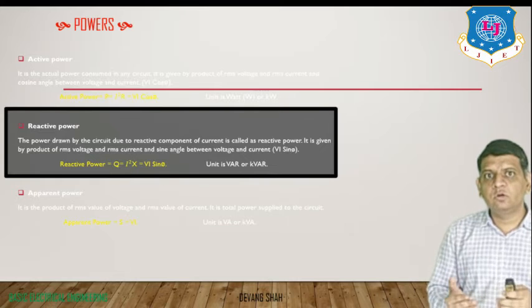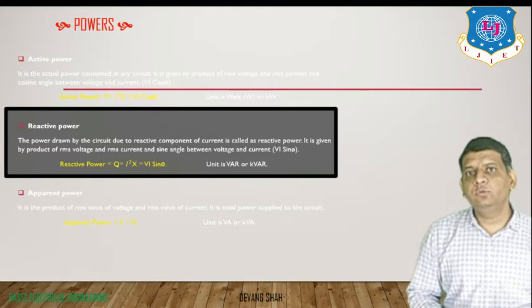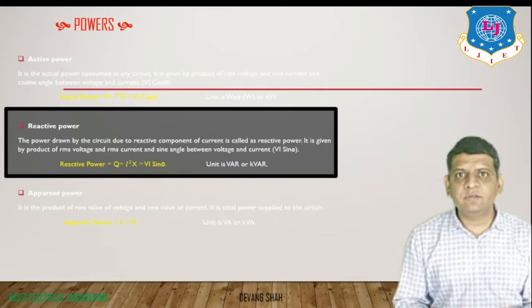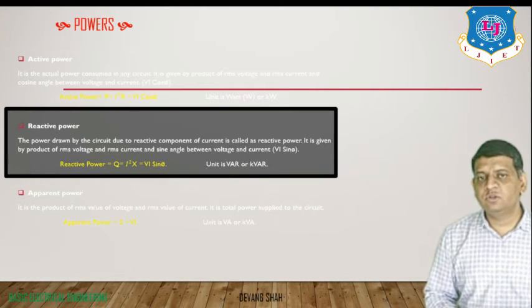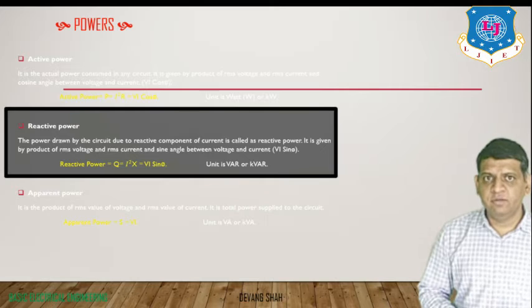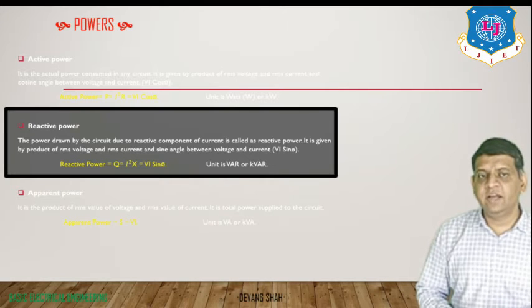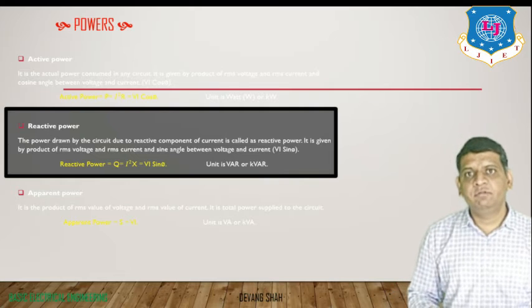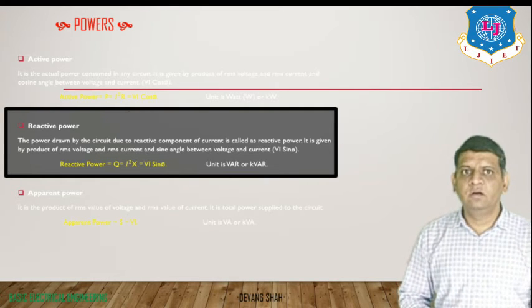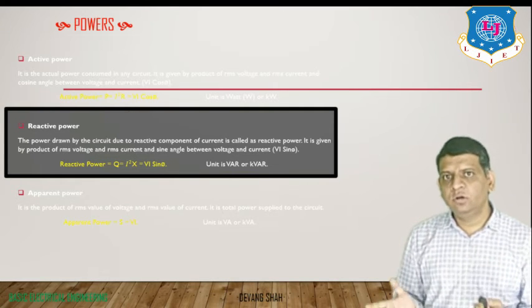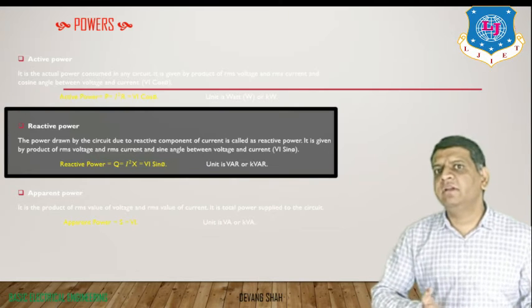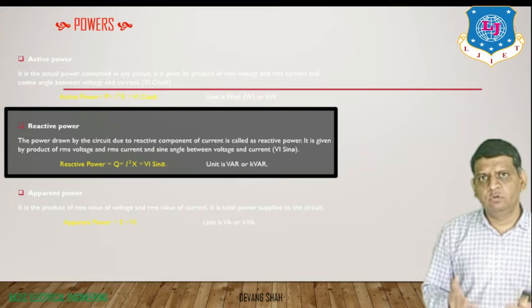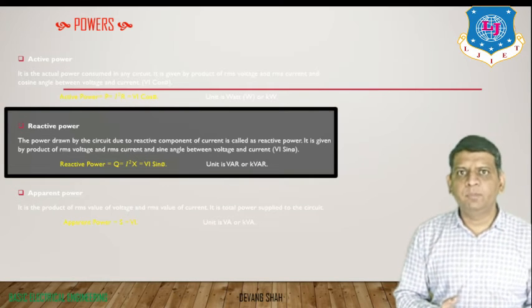Now what is the reactive power? Again, it is the power drawn by the circuit due to the reactive part, right? It is the multiplication of the RMS values of voltage and current with respect to the sine of the angle. So you can see the reactive power is nothing but I square into XL, and that is equal to VI sin phi. Its unit is always VAR, which is called volt-ampere reactive, or kVAR, kilo volt-ampere reactive, right?